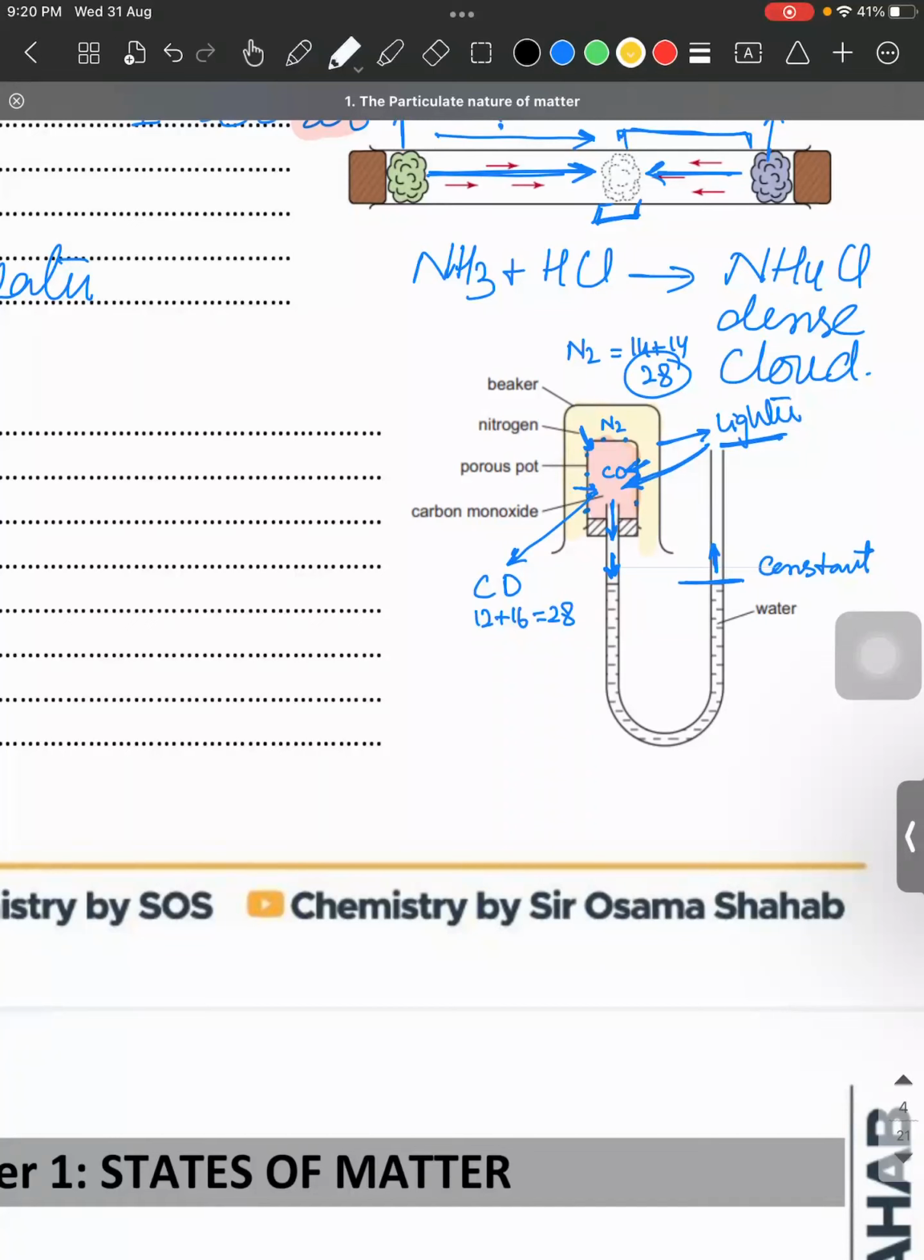It is constant. But if the gas outside the porous beaker is lighter, it will diffuse faster inside. When it diffuses faster, it will apply pressure. The molecules of gas just accumulate inside the beaker, so they will apply pressure over the liquid, right? Then the level of the water will increase, right, बच्चों?